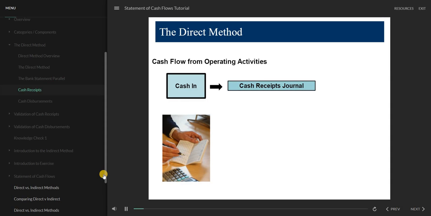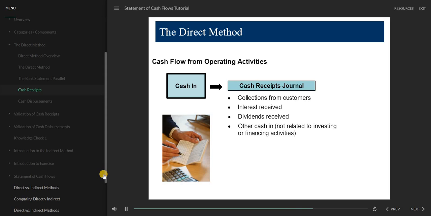Under the direct method, we'll look at our cash receipts journal to document cash movement relating to operating activities, including things like cash collected from customers, perhaps they paid off an invoice or reduced the amount of money they owed us, also known as accounts receivable. Cash collected from interest owed to us on loans we made or bonds we purchased. Cash collected from dividends on stock we own in other companies. And any other cash going into our account which is not related to investing or financing activities. We'll discuss the investing and financing activities in greater detail later in this presentation.